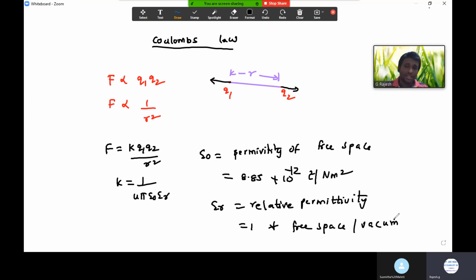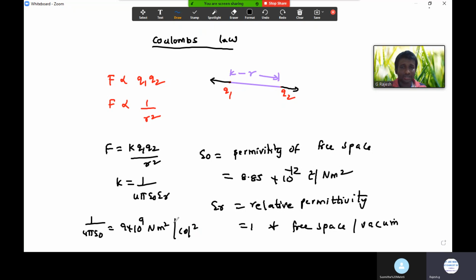In the examination, if the medium is not mentioned, we have to take it as vacuum only. If they specially mention a medium, we have to use the value of epsilon r. Now what is the value of 1 by 4 pi epsilon naught? It is 9 into 10 power of 9 Newton meter square per Coulomb square.